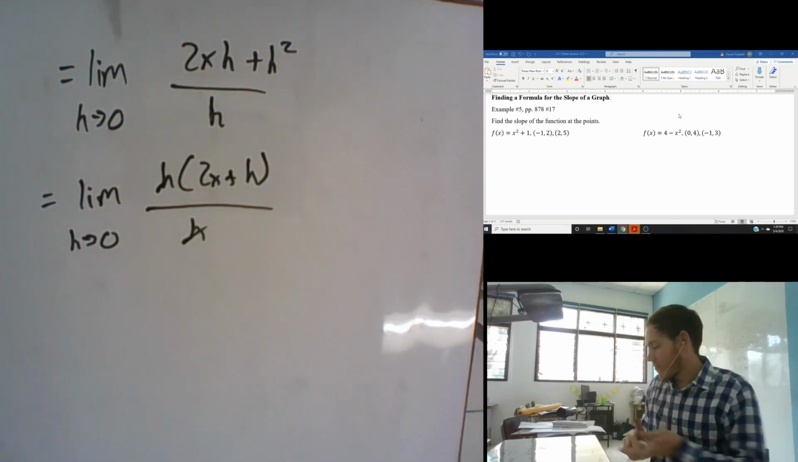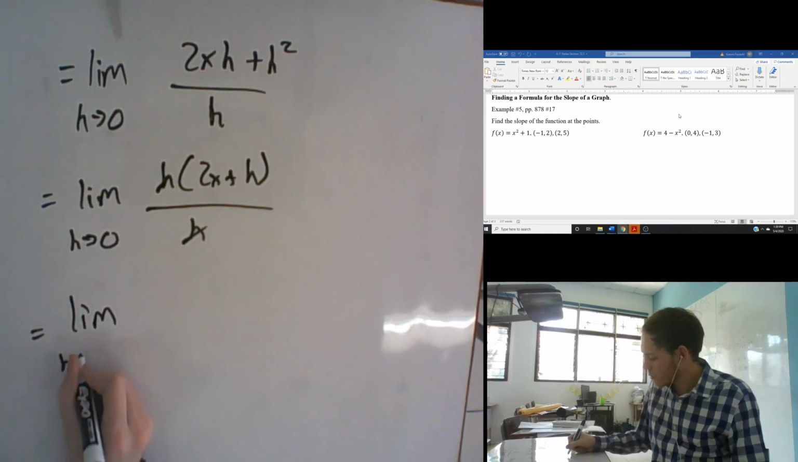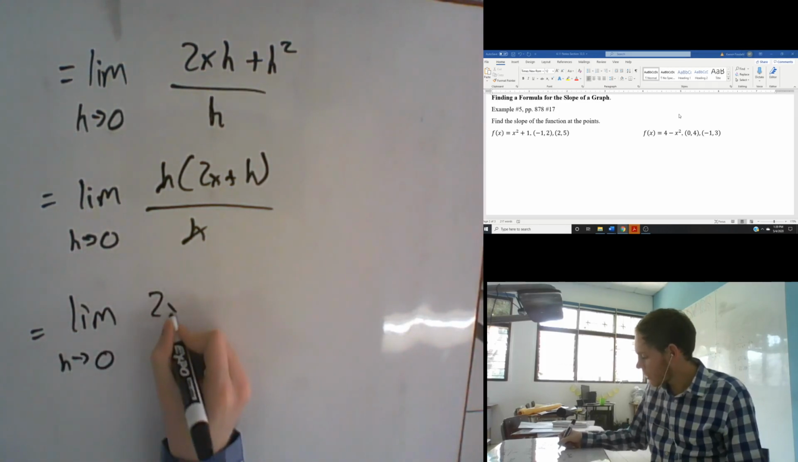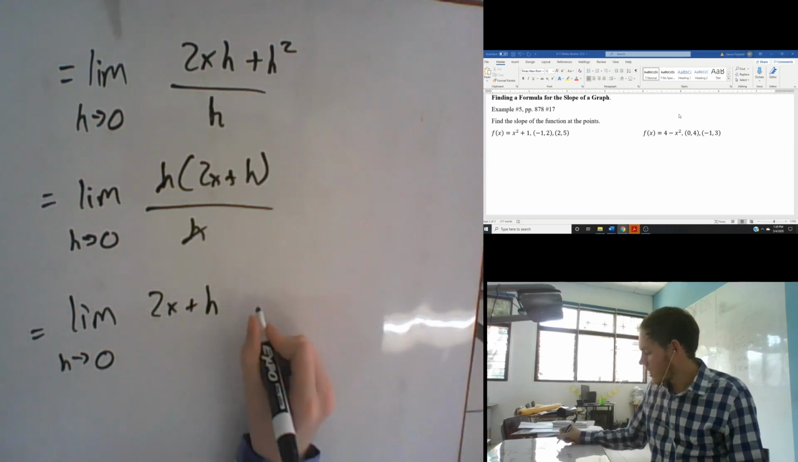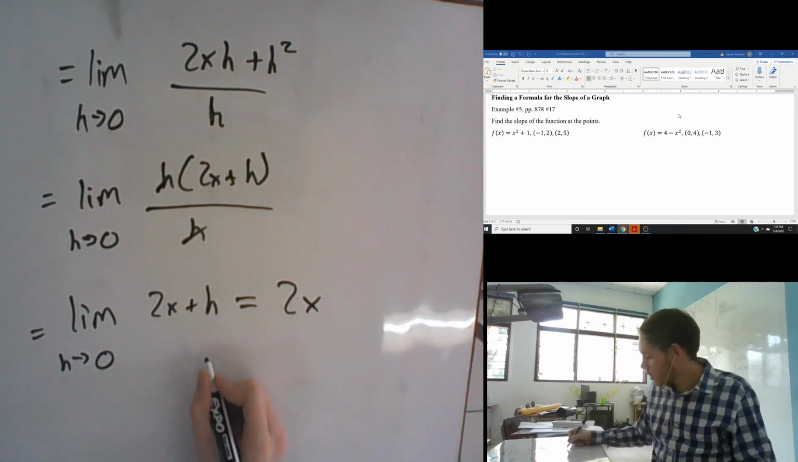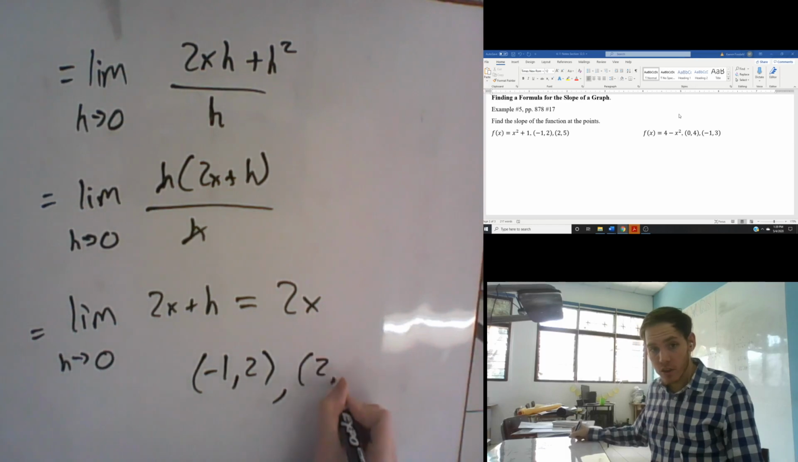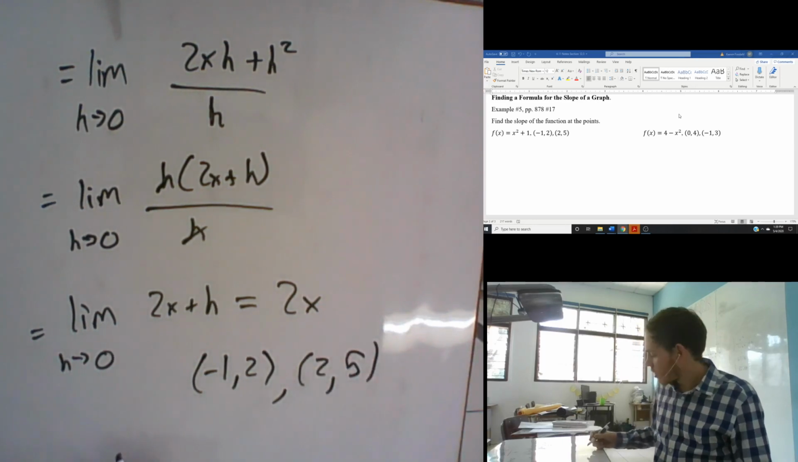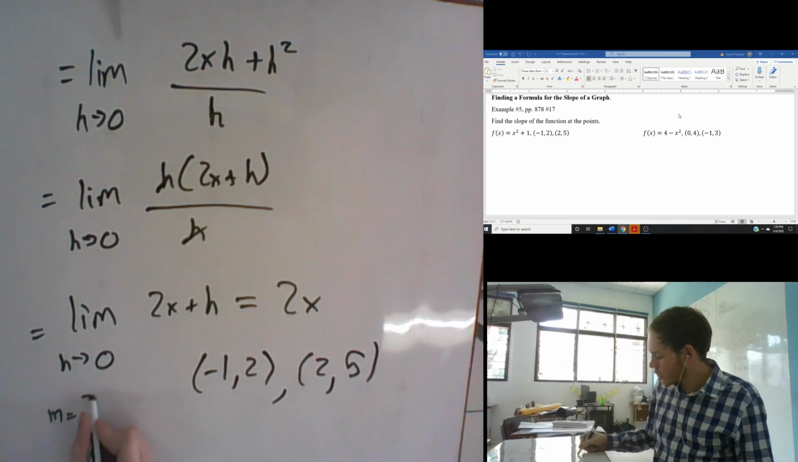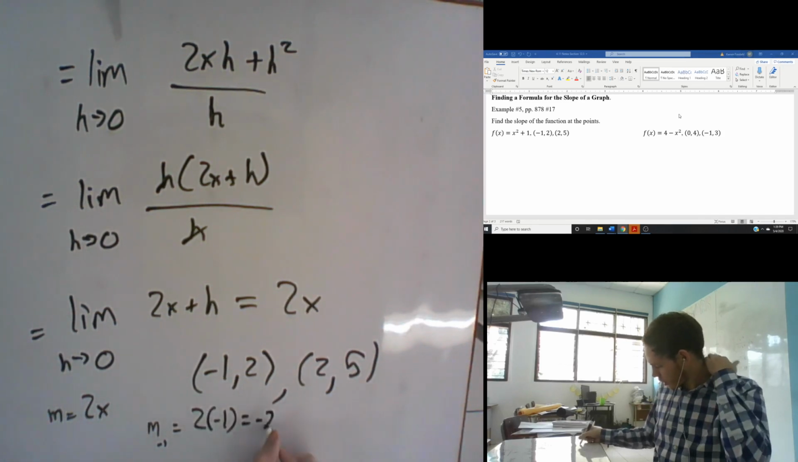So you get the limit as h approaches 0 of 2x plus h. And what does that equal? Well, that just equals 2x. They gave us 2 points, negative 1 comma 2 and 2 comma 5. So we have m equals 2x. We're just going to plug it in. So m at negative 1 is going to be 2 times negative 1, which is negative 2.